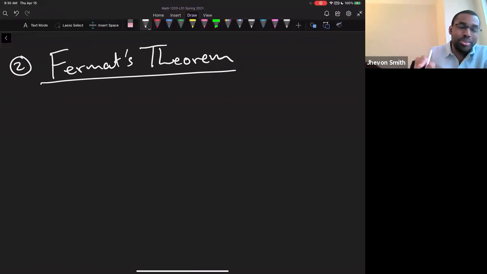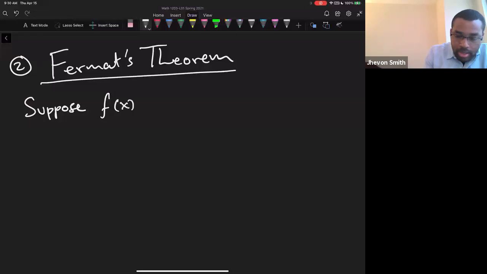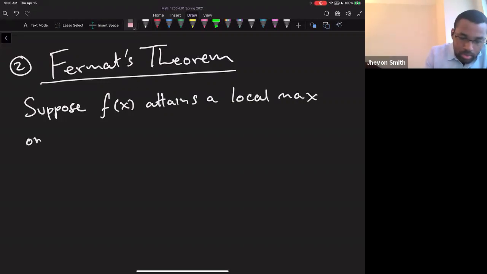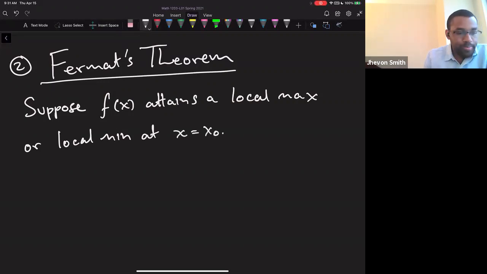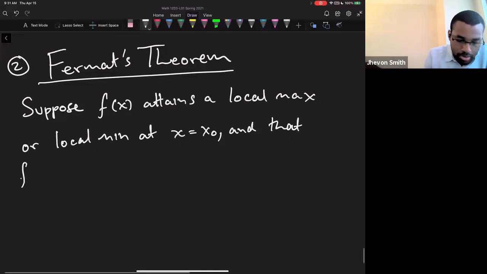This is a theorem we actually know how to prove. It's called Fermat's theorem, and it says, suppose f of x attains a local max or local min at x equals x naught, and that f prime of x naught exists.